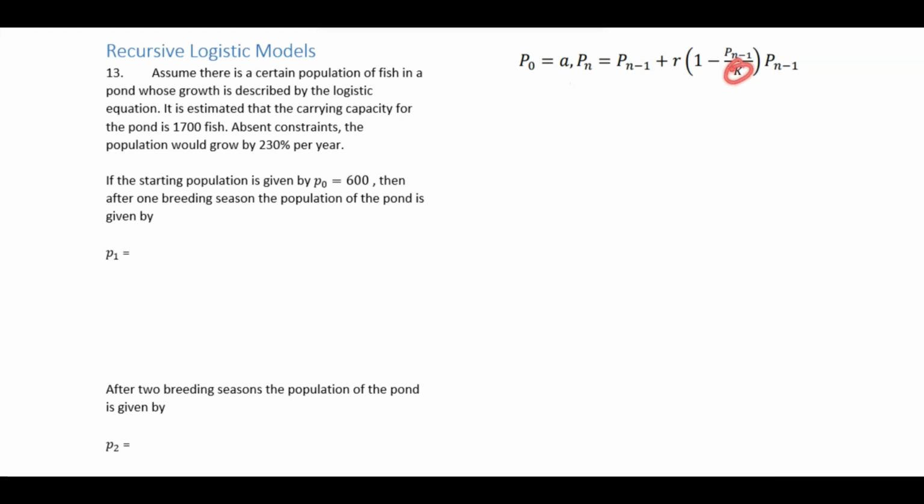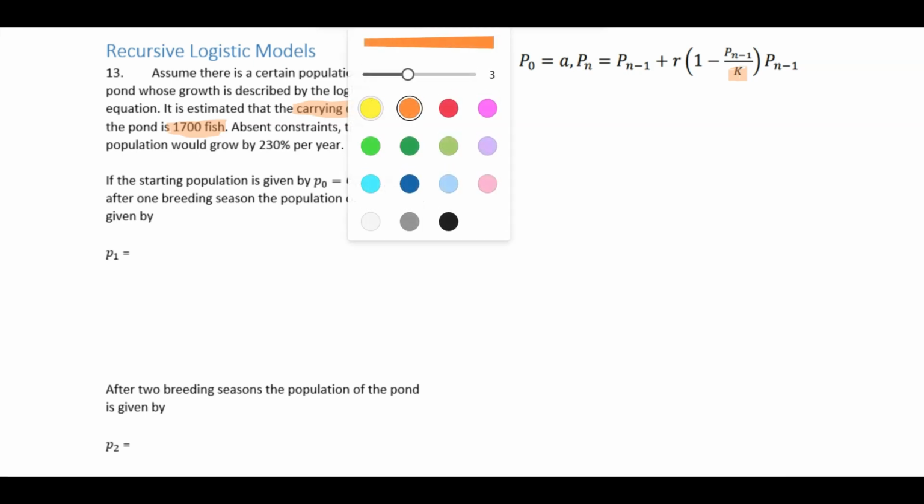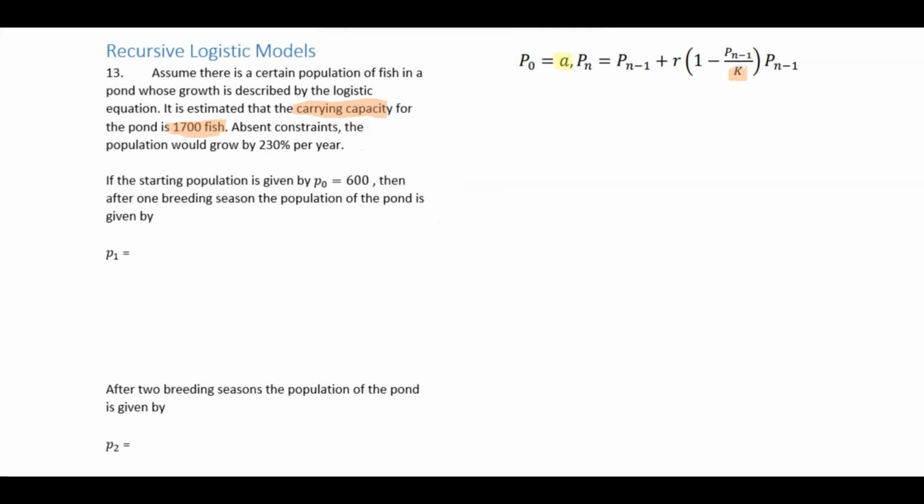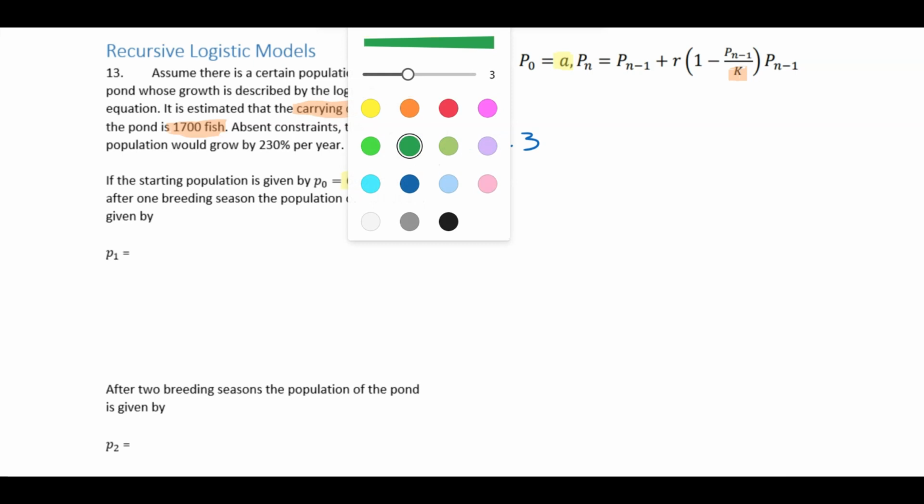And the K is the carrying capacity. So this K value is the carrying capacity, 1,700. We also have the initial value, P sub 0, 600. And then the 230%, if we divide that by 100, we get 2.3. That value is R.